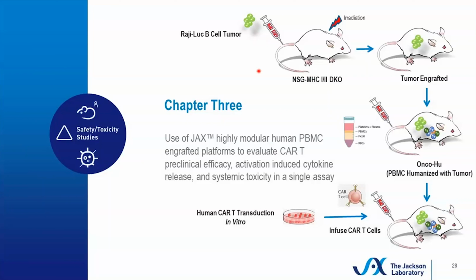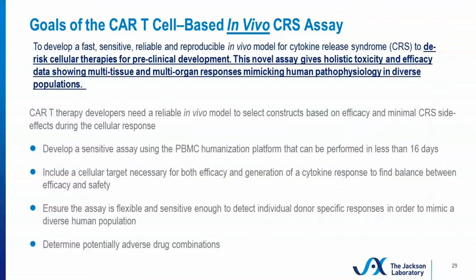Now, to get away from concerns of human T cells being introduced to the mouse that could lead to GVHD, we've created a mouse that has mouse MHC class 1 and class 2 knocked out. So we can put tumors in, introduce PBMCs, then introduce the CAR and look for those responses. So the goals of this CAR-T mediated assay is to develop something that's fast, sensitive, reliable, and reproducible.